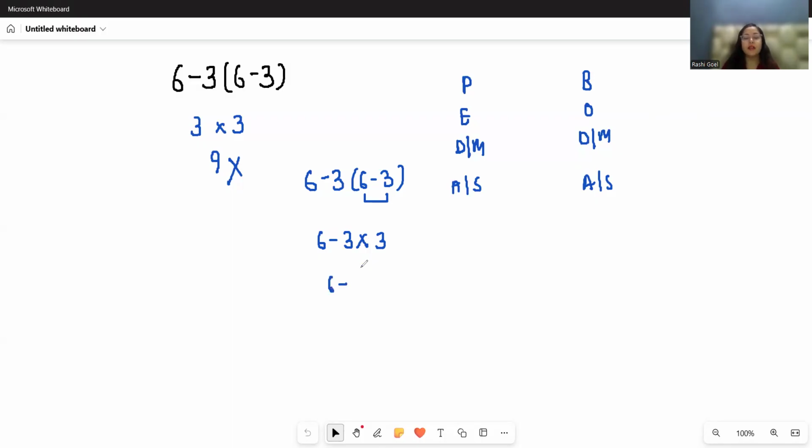So 3 times 3 is 9, and 6 minus 9 is minus 3. So what is the correct answer? Negative 3, not 9. If you follow the correct approach, you will always reach the correct answer.